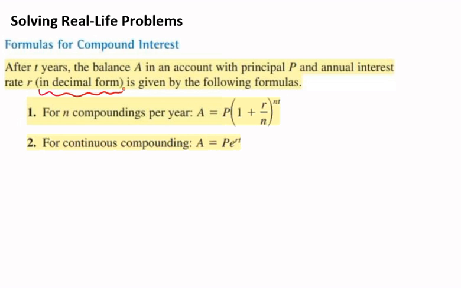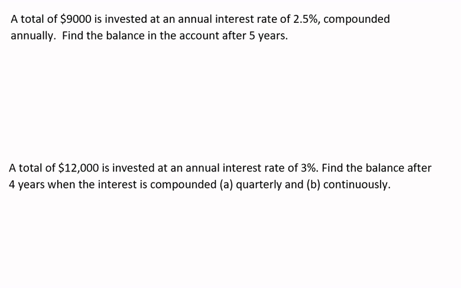Or for our second formula, we have continuous compounding. We have A equals P times e to the RT. Let's go ahead and do a couple examples and see how exactly those come into play and how we can use them. So we're going to start with our first example that says a total of $9,000 is invested at an annual interest rate of 2.5% compounded annually. Find the balance in the account after 5 years.